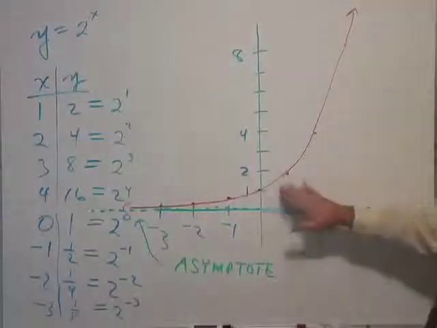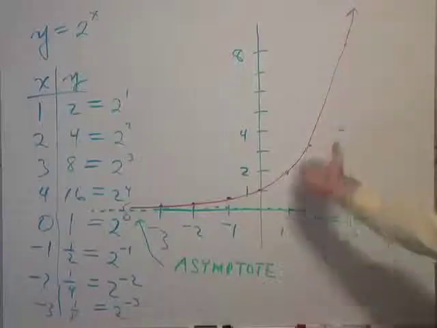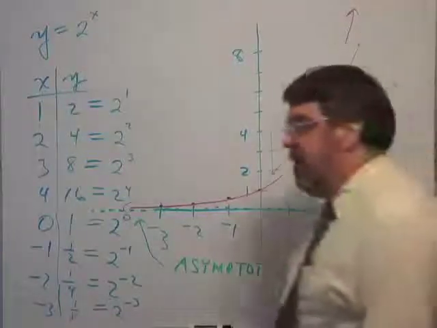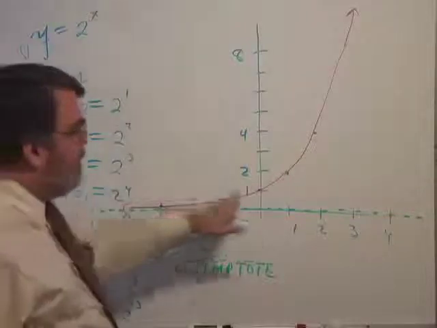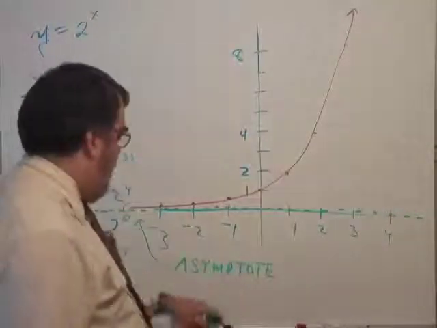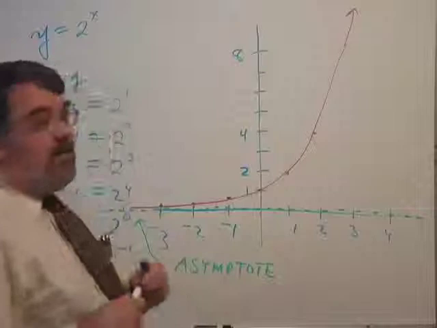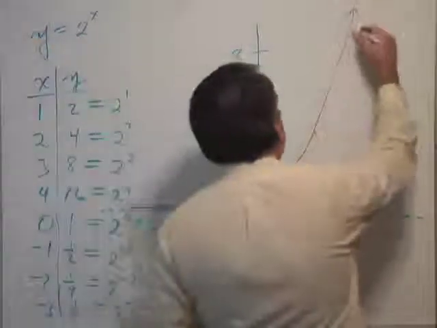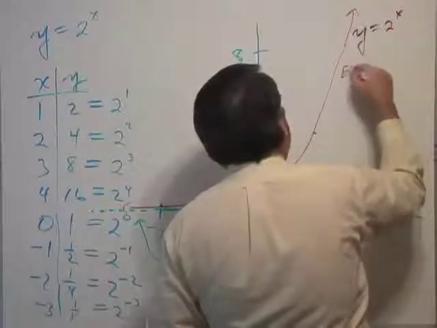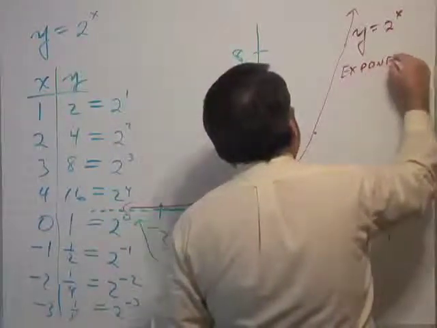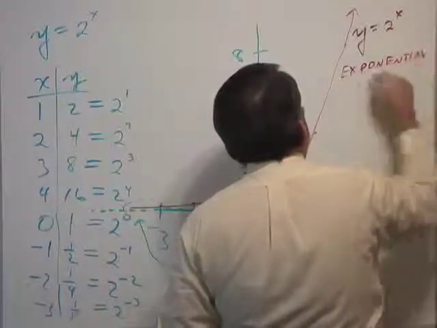Now what's happening on the right side? This thing just takes off. It just goes up to the sky. So because it's increasing as we go left to right, we call that behavior exponential growth. So let me write this function as y equals 2 to the x, and it's an example of exponential growth.